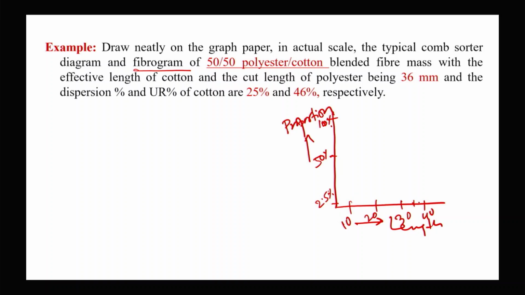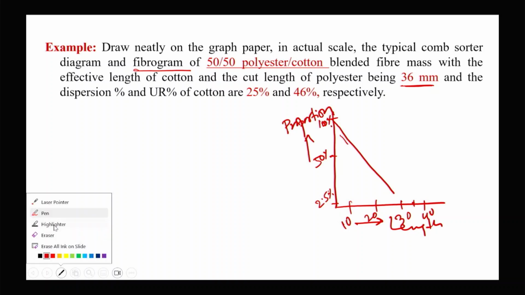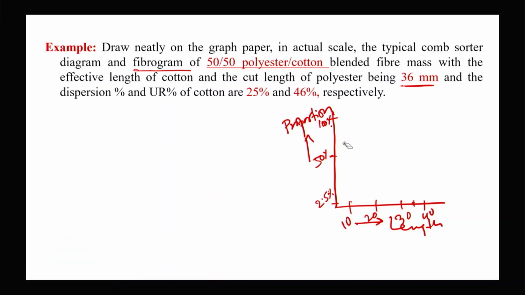And if we see the cut length is 36 millimeter, there will be one fiber which will be maximum, and we simply join these two points, from 100% to 36. This is a typical curve for polyester. Now for cotton, it will be somewhere in between.